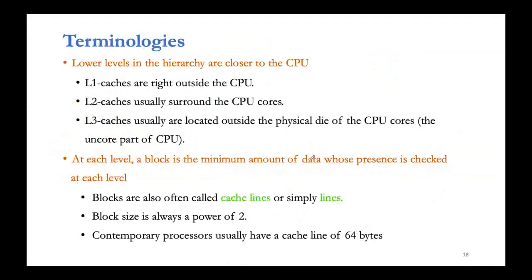Now there are some terminologies used in caches. The lower levels in the hierarchy are closer to your CPU, as we just discussed: L1 caches are right outside your CPU, L2 caches usually surround the CPU core, and L3 caches are usually located outside the physical die of your CPU core. That is what we have seen in the diagram pictures. So we call L3 the uncore part of your CPU, whereas L1 and L2 are the core part of your CPU.